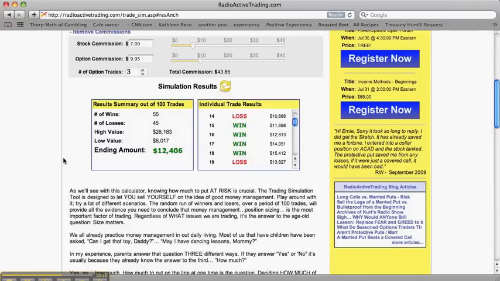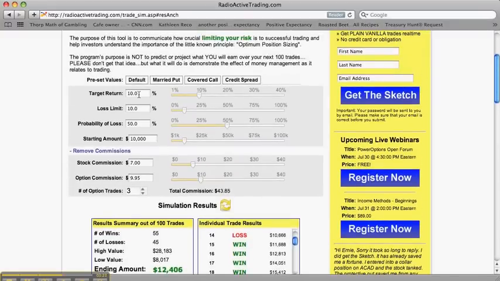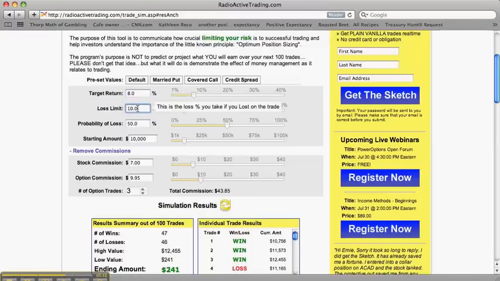Now, I've got this crazy idea. Let's leave everything the same, including the probability of a loss, except, let's go a little more modest on our win target, shall we? A little more modest. And we're also going to go lower with our loss limit. Now, that might look ridiculous, 4.1% losses.